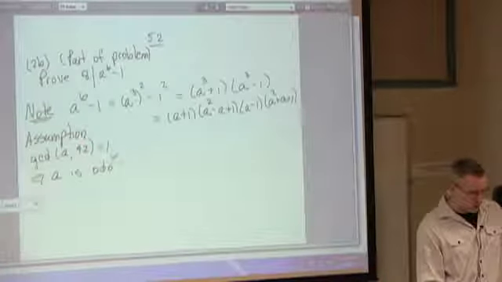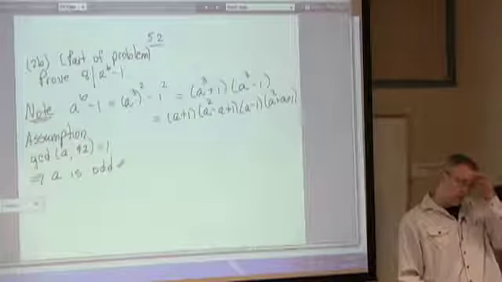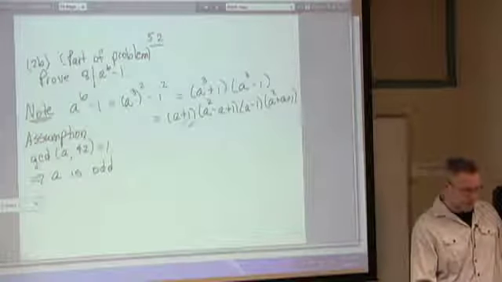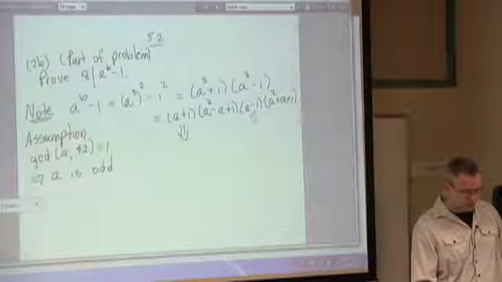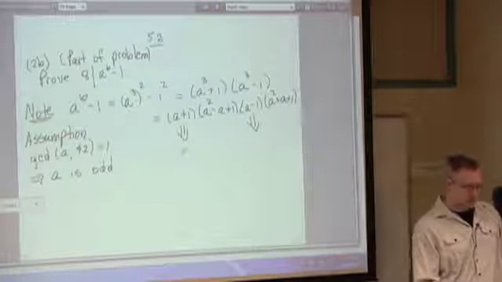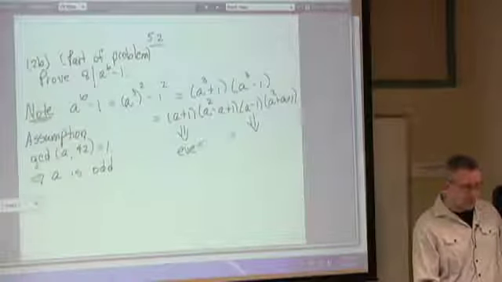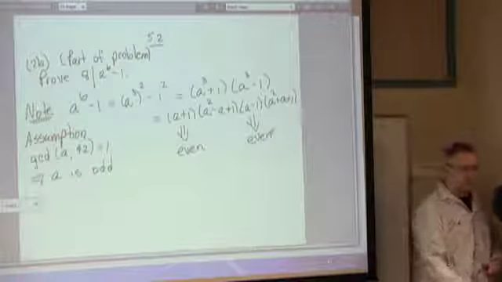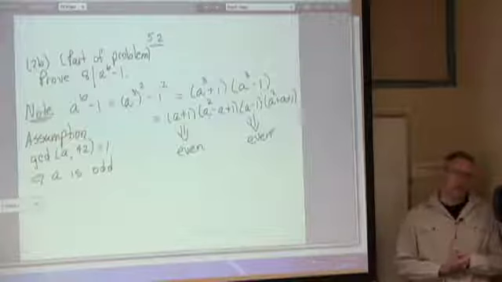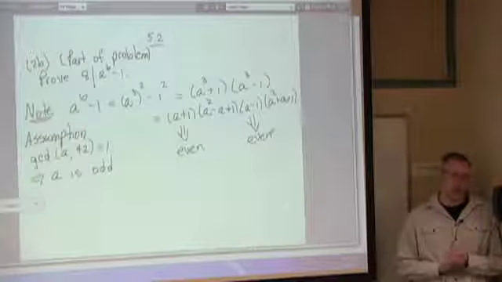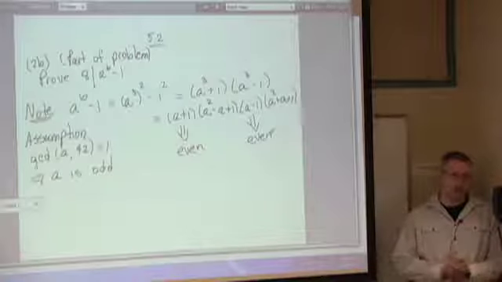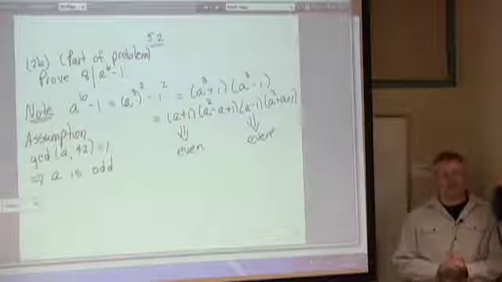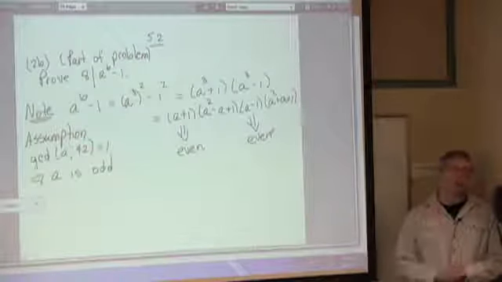Now, here's the idea. This is cool. You want to prove that 8 divides a to the 6th minus 1, and we have a to the 6th minus 1 factored like this. You see that? Well, if a is odd, then a plus 1 is certainly even, and a minus 1 is even. Now think about this for a second. What do we know about a plus 1 and a minus 1? Well, a plus 1 is exactly 2 bigger than a minus 1. So these are consecutive even integers. Think about pairs of consecutive even integers: 0, 2, 6, 8, 14, 16, 22, 24. One of them is divisible by 4.